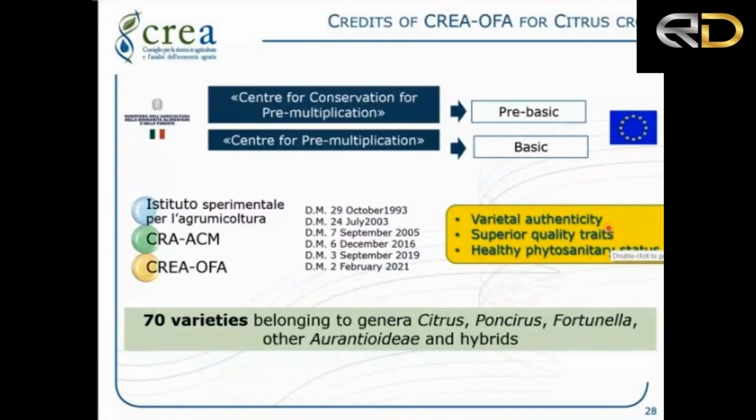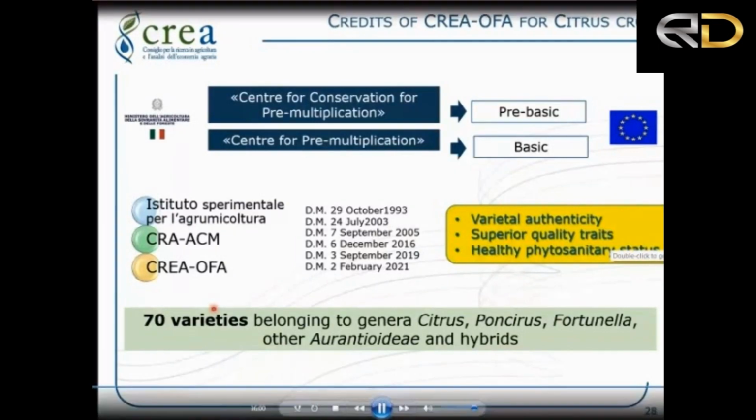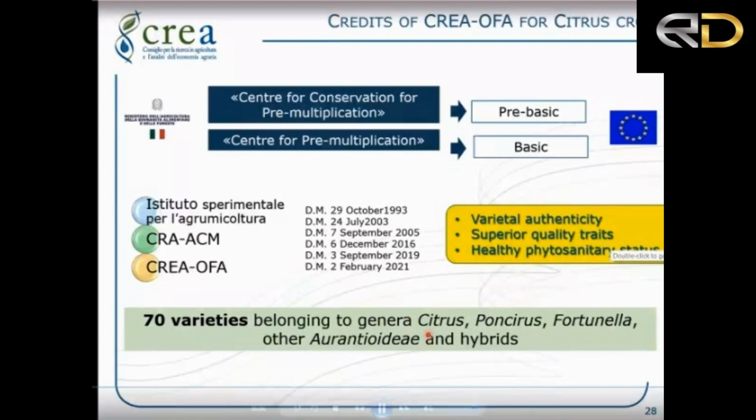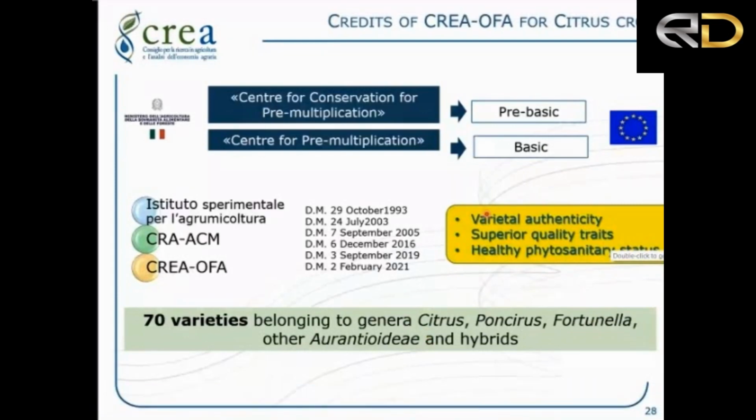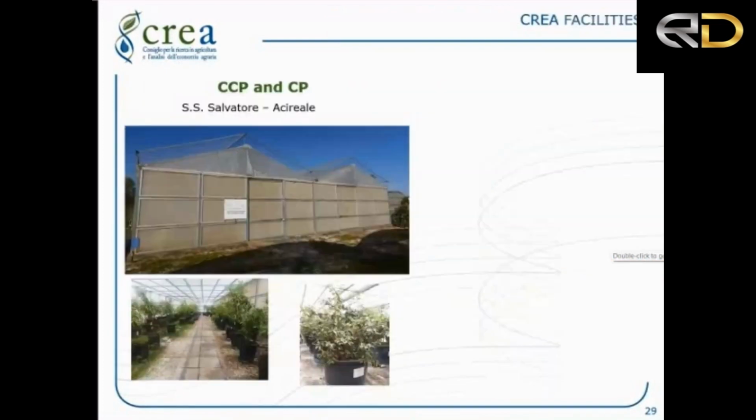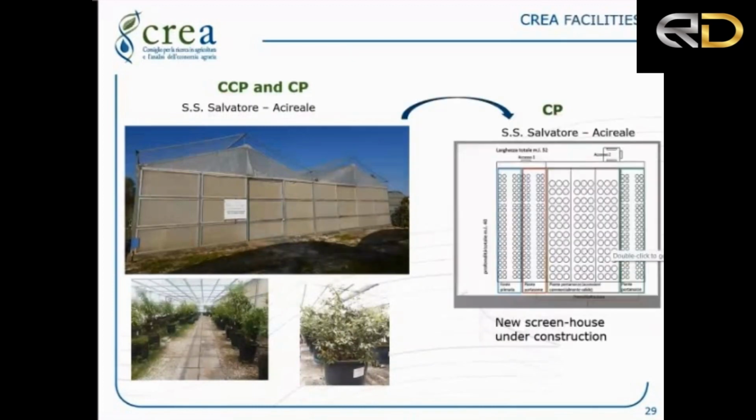At CREA, we have 70 varieties included in the certification program belonging to genera Citrus, Poncirus, Fortunella, and we have also other Aurantioideae and hybrids. All these plants are guaranteed for varietal authenticity, superior quality traits, and healthy phytosanitary status. All the mother plants are maintained in two different and separated screenhouses, which are in Acireale, and a new screenhouse will be built very soon in the next years.